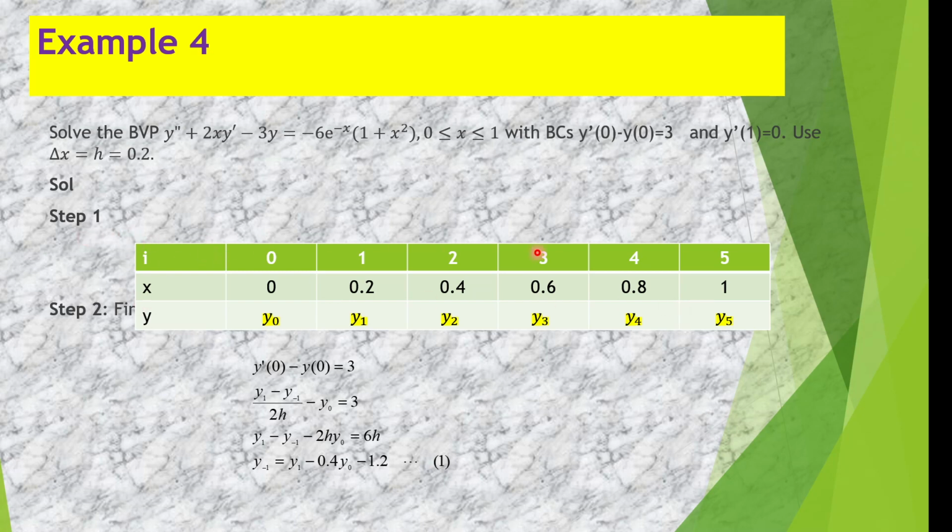So this is the first step, draw the diagram so that we know which y we need to solve. Step two is to find the y nodes. So from the first boundary condition, y prime of 0 minus y of 0 equals 3. Then y prime 0, you replace it by the 3-point central difference. Y prime 0 exactly means that we are at the x node. So y prime at x node.